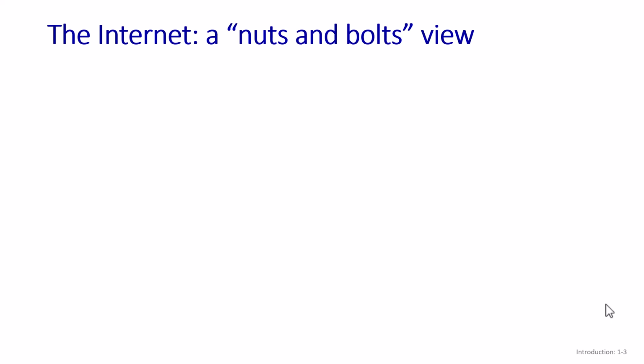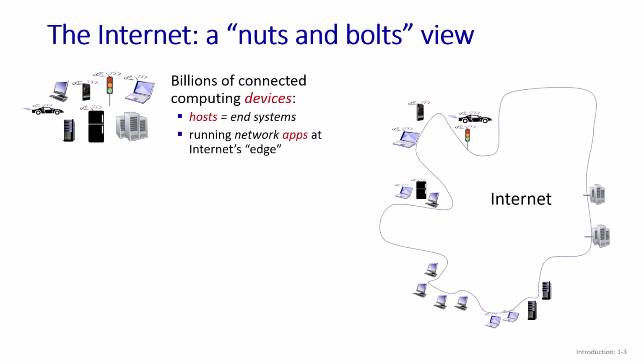Here is a nuts and bolts view of the internet. There are billions of computing devices that are connected to the internet. These are called hosts or end systems. These systems are running network applications at the internet edge. So what are these hosts or end systems? Well, your smartphones, your laptops, smart appliances, desktops, servers, equipment or other types of devices in data centers, even smart traffic lights and smart cars, they are all end systems or hosts that are connected to the internet.